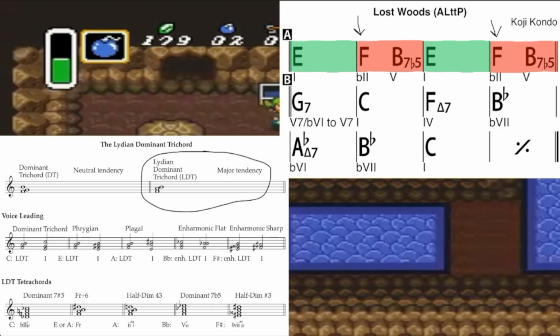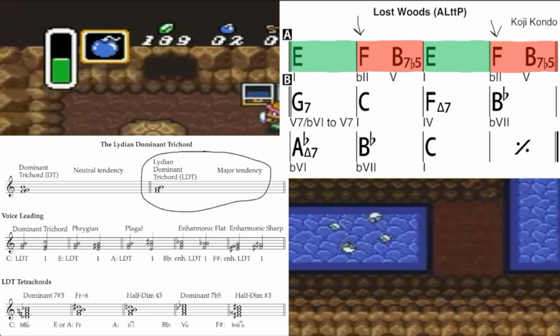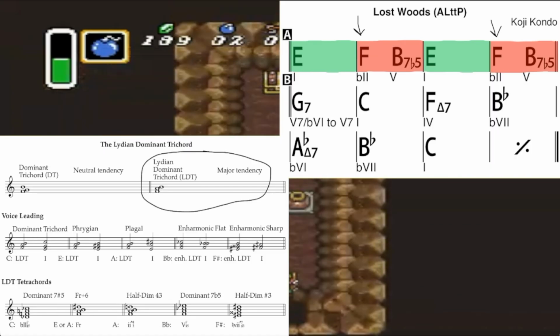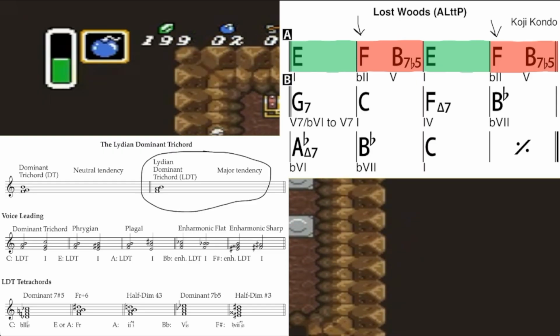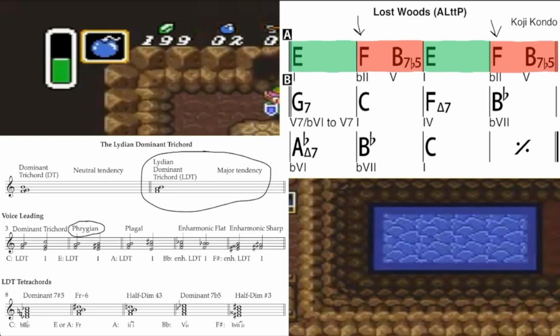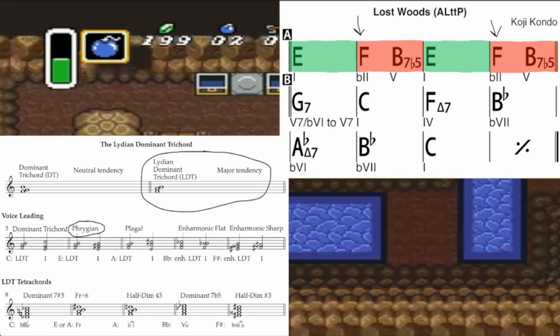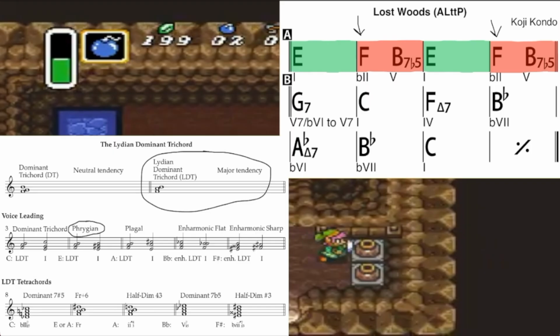It's more likely going to move to a major chord. I mean, that's even true in the other chords where it shows up, like the augmented sixth chord, the French augmented sixth chord, or any of the other ones that are shown in the LDT tetrachords down there. In this case, these notes are going to resolve like this.